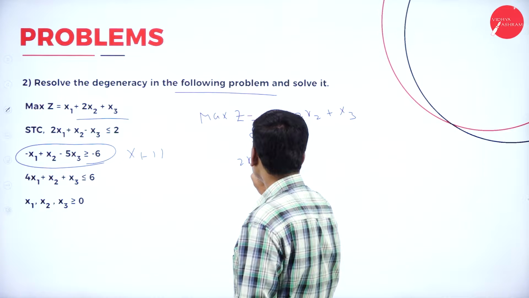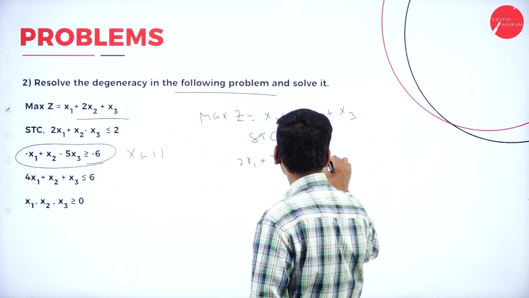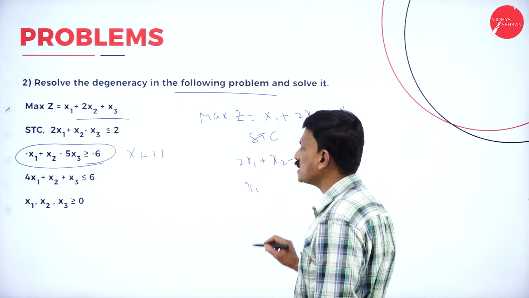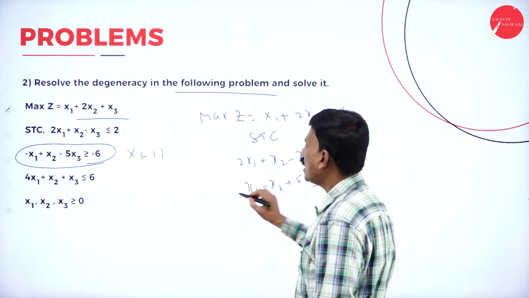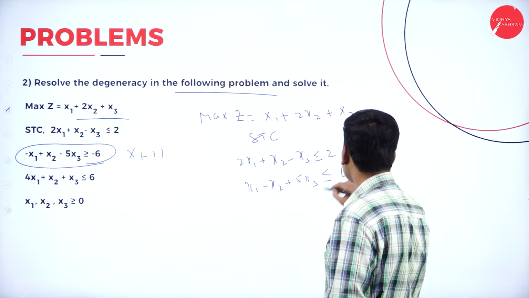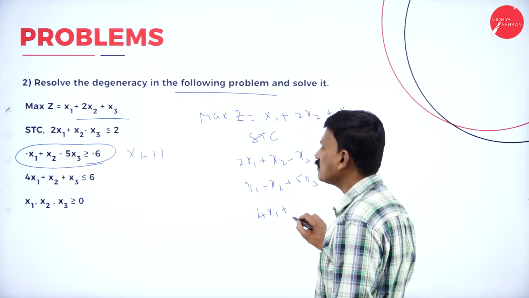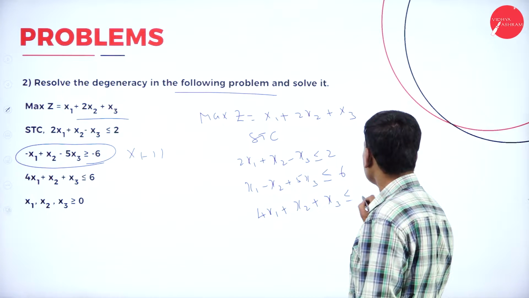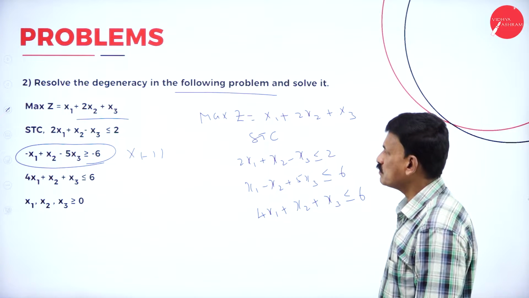What are the constraints? 2x1 plus x2 minus x3 is less than or equal to 2. If I multiply by a negative sign, then minus into minus, plus x1 minus x2 plus 5x3, and the greater than or equal to will convert to less than or equal to, minus into minus becomes plus, 6. The third equation is the same: 4x1 plus x2 plus x3 less than or equal to 6. Now this is the converted form of the given LPP.